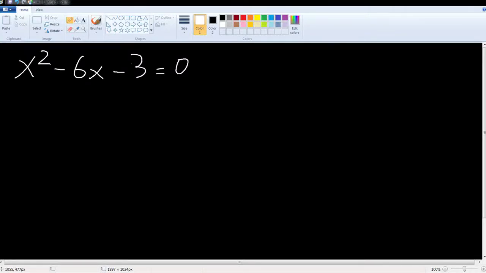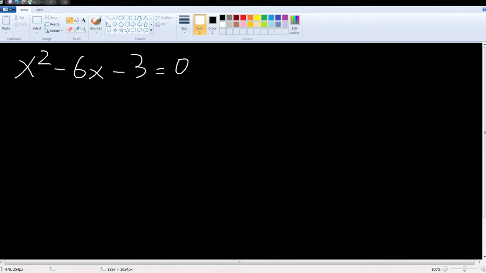Hello everyone. Today I'll be going over some completing the square examples. We will be completing the square for standard form quadratic equations. We'll be finding its vertex, and then we will also be solving for x, which makes this equation equal to 0. So let's start off.